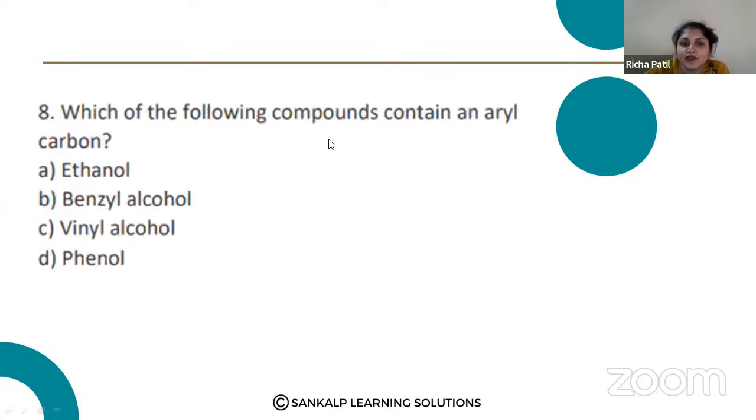Which of the following compounds contain an aryl carbon? Okay, which is the compound which contains aryl? Aryl means what? There should be an aromatic ring. So ethanol, no. Vinyl alcohol, no. Benzyl alcohol, they have not said it. Okay, so yes, it is D. D is the correct answer.